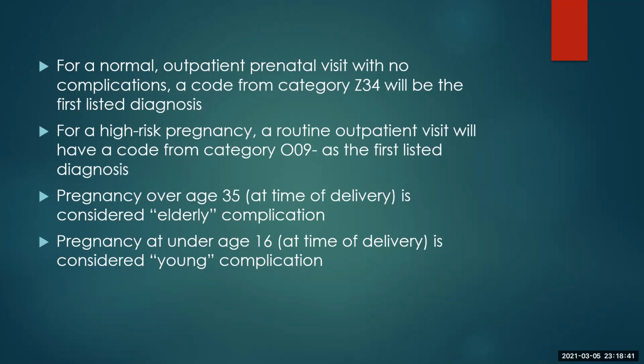And then the same goes for girls who are under age 16. So if they're anticipated to be under age 16 at the time of delivery, then the complication would be young. So it would still qualify as a high-risk pregnancy either way.